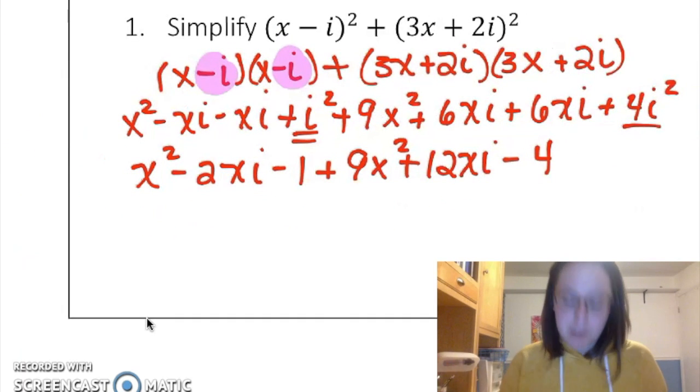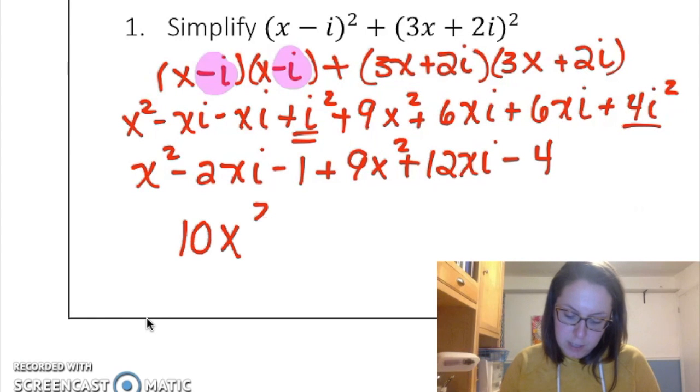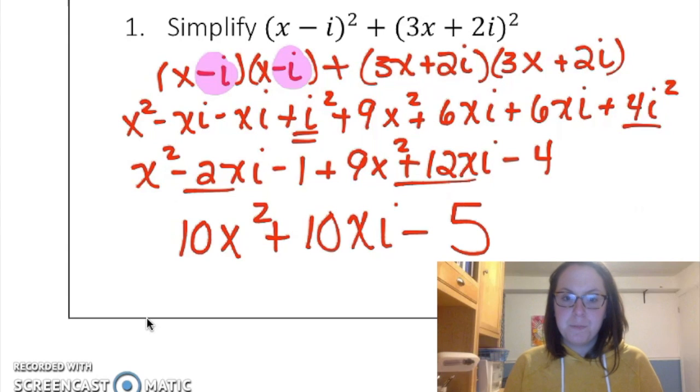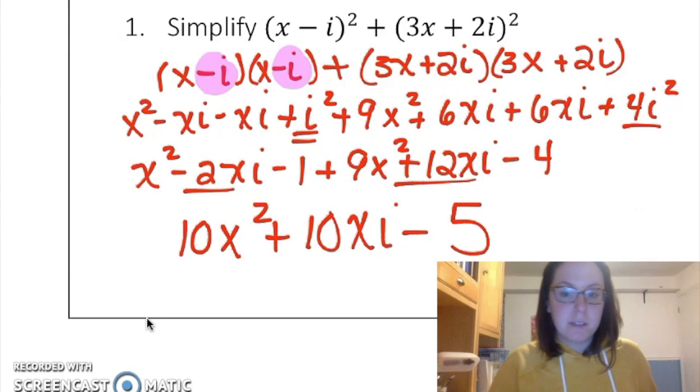Now we can really go through and combine like terms. So this is 10x squared + 10xi, because I've got negative 2 and positive 12, minus 5. If you can handle that, you're pretty good with i's.